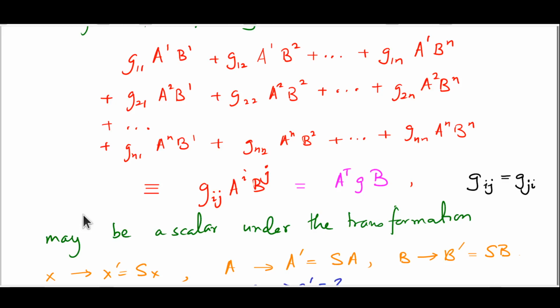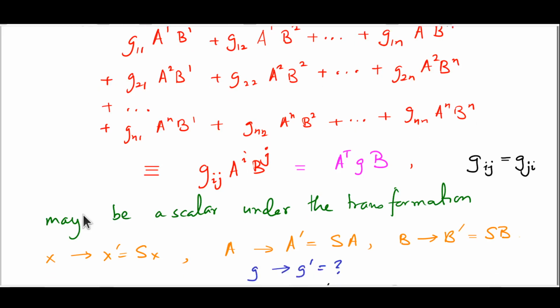However, what we have to ask ourselves is, when x goes to x prime equals Sx, what happens to G? Does G stay the same or does it go over to some other new matrix G prime? Or in terms of components, do the components Gij stay the same or do they change to G prime ij?